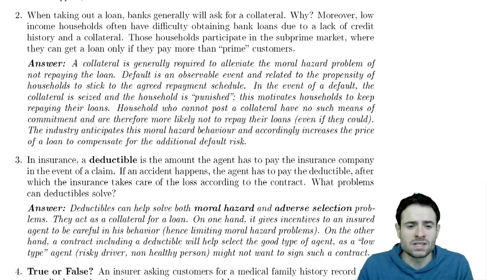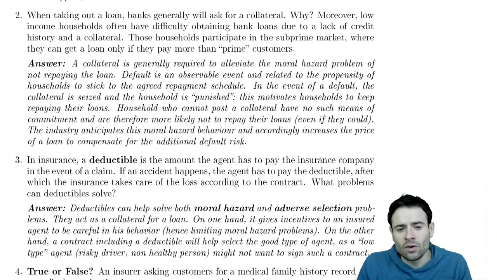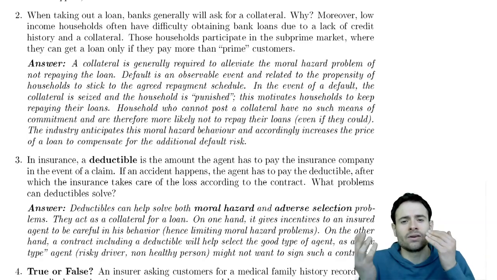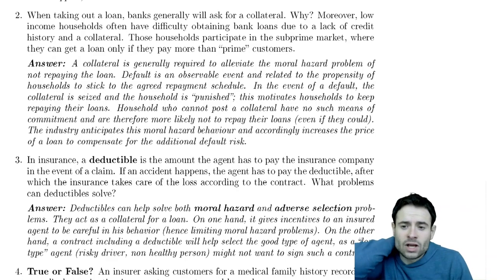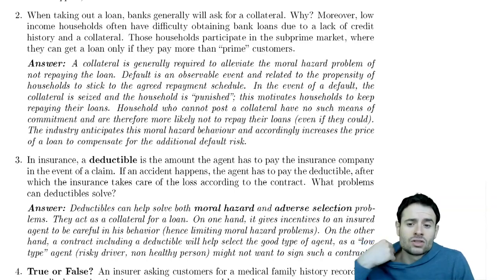It is related to the propensity of households to stick to the agreed repayment schedule. In the event of a default, the collateral is seized and the household is punished. So the household is exposed to risk. The household cannot simply say, I don't have any money to repay you, and walk away. This motivates the household to keep repaying their loans. Households who cannot post a collateral have no such means of commitment and are therefore more likely not to repay the loans.